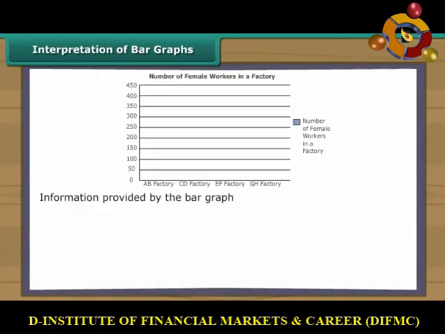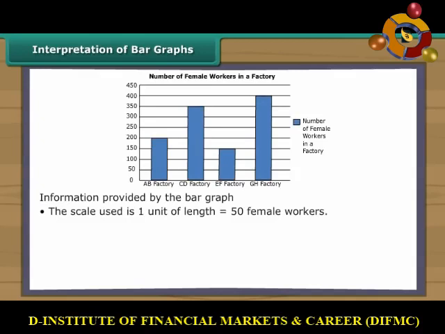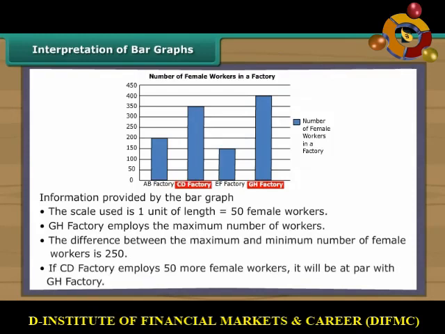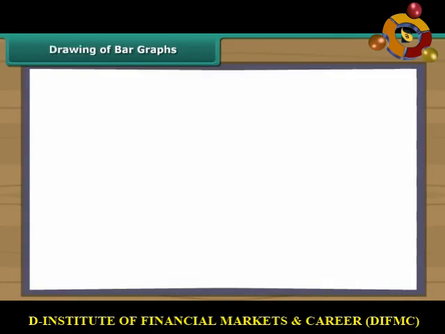It is clear from the bar graph that the scale used is 1 unit of length is equal to 50 female workers. GH factory employs the maximum number of workers. The difference between the maximum and minimum number of female workers is 250. If CD factory employs 50 more female workers, it will be at par with GH factory.